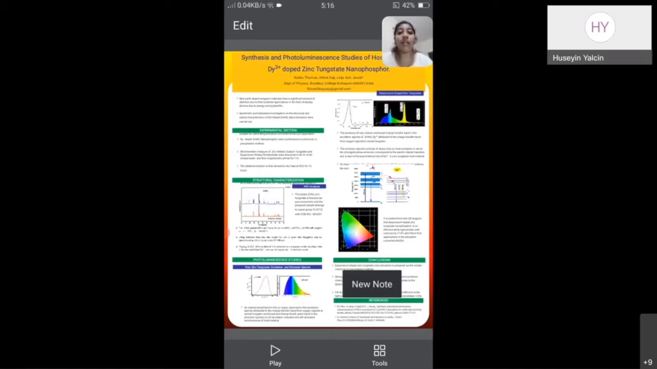So we conclude that our sample was synthesized through the chemical co-precipitation method. We studied the structural and photoluminescence properties. From structural characterization we got the phase and the crystallite size of the zinc tungstate. From the emission spectra we found that the host matrix is self-luminescent, and that our prepared sample is a good candidate for phosphor-converted white light emitting applications. Thank you.